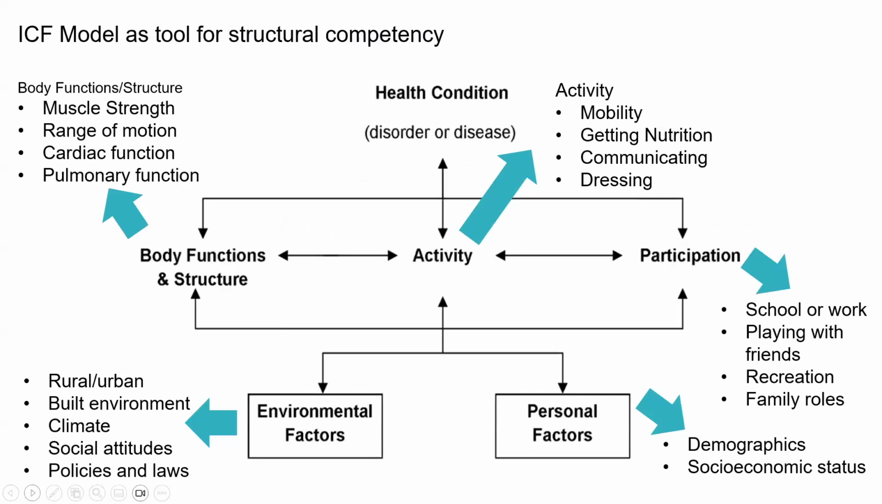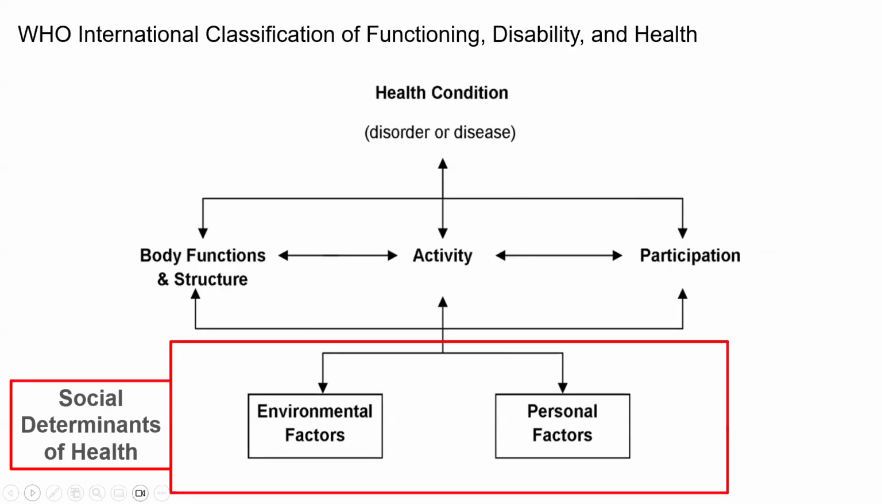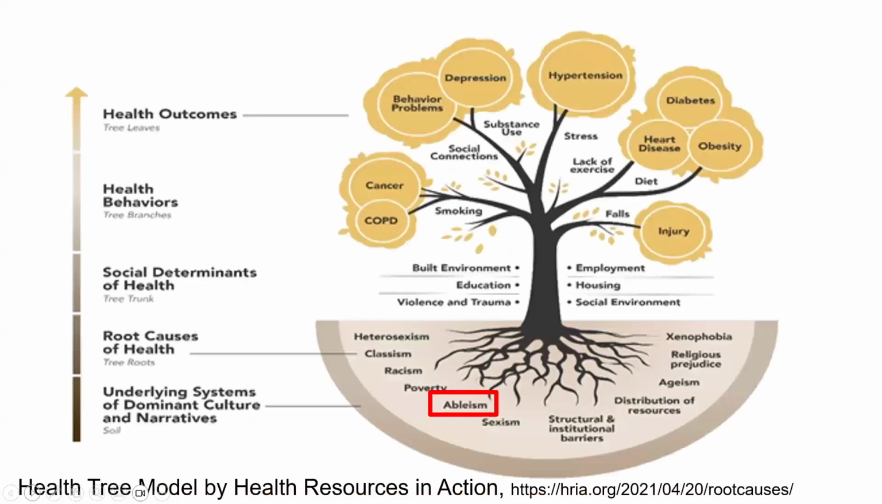I think the ICF, the International Classification of Functioning, Disability and Health, is a great tool for structural competency and thinking about experiences from a holistic lens. But what I really like is that the environmental factors and the personal factors are really what we now talk about as the social determinants of health. And the social determinants of health are really rooted in these root causes of health and these underlying systems of dominant culture and narratives, of which ableism is one.